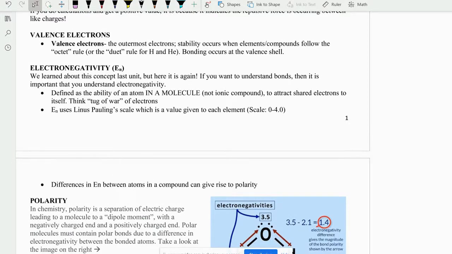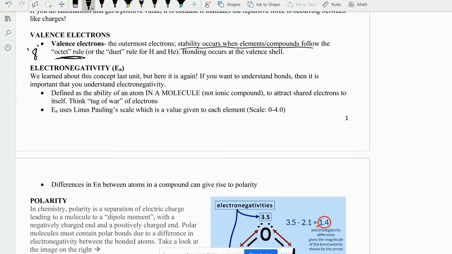Valence electrons, as you know, are the outermost electrons in the valence shell. And in chemistry, we've learned that 8 is great. An atom is stable when its outermost shell is full, and we often call that the octet rule. That's because typically speaking, outer shells want to have a full octet, or 8.